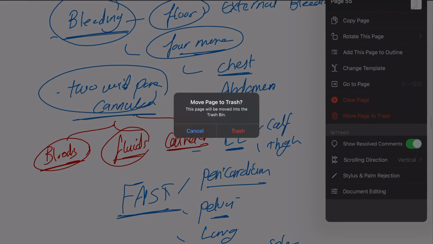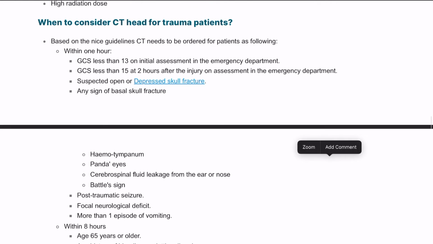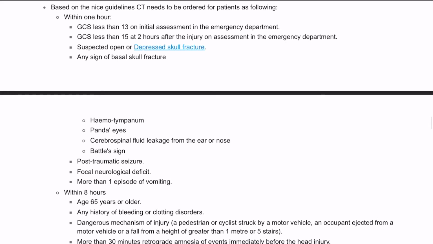So there are some guidelines from NICE on when to consider doing a CT head. Okay, and this is classified into within 1 hour of the presentation and within 8 hours of the presentation. So within 1 hour, if the patient presented to you with GCS less than 13 on the initial assessment, we need to get a CT scan immediately. Or if GCS less than 15 after 2 hours, again CT scan.